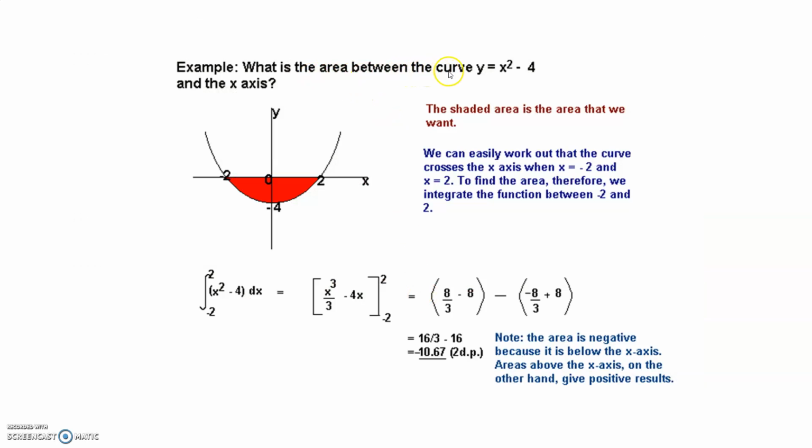What is the area between the curve y is equal to x square minus 4 and the x-axis? Obviously, for the shaded area that we want, we can easily work out where the curve crosses the x-axis: x is equal to minus 2 and x is equal to 2. Therefore, we integrate the function between minus 2 and 2. We know that on the x-axis the y coordinate is 0. So 0 is equal to x square minus 4, x square is equal to 4, therefore x is equal to plus minus 2. So the area is enclosed graphically from minus 2 to 2.